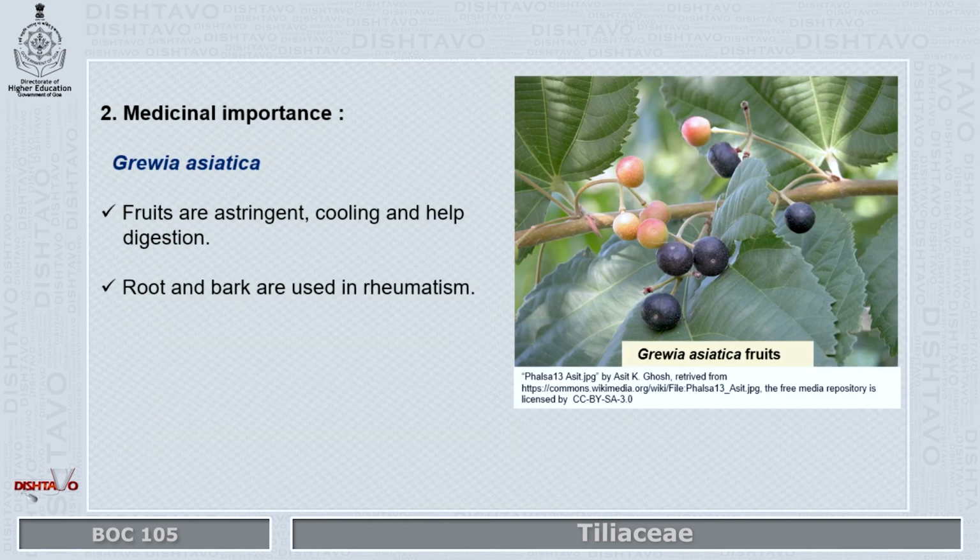The second is the medicinal importance. Here the example of Grewia asiatica is given. The fruits are astringent, cooling and help in digestion, whereas the root and bark of Grewia asiatica are used in rheumatism. The picture on the right side shows the fruits of Grewia asiatica.